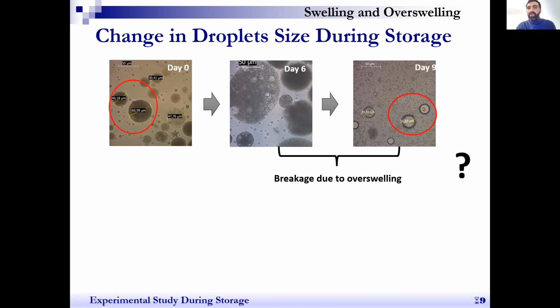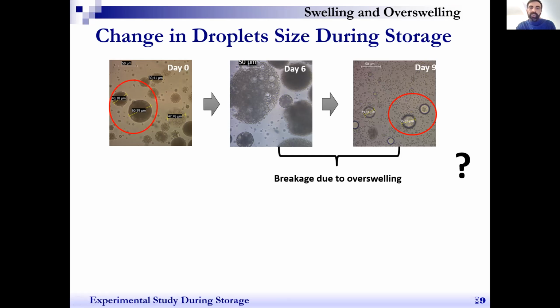We continued studying our system, and we noticed that after the first peak of the storage, the droplets start to decrease in size. But this decrease in size is much smaller than their initial sizes. So there was the possibility of breakage happening inside the system due to overswelling.